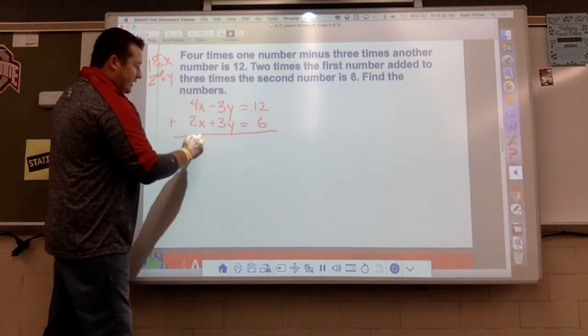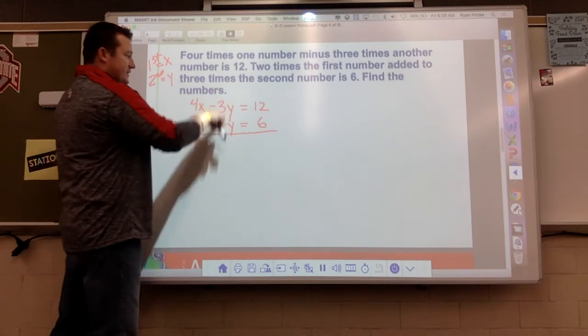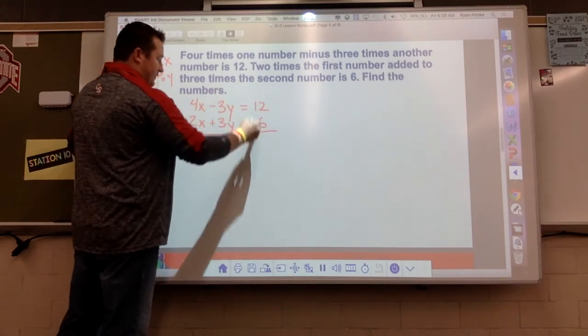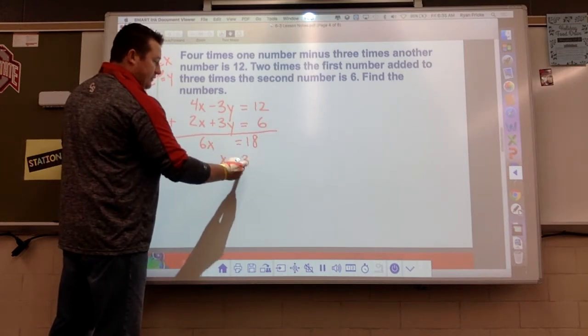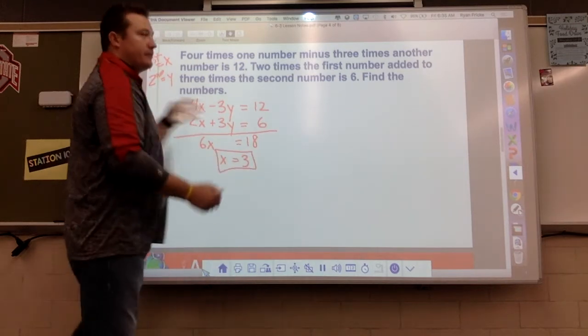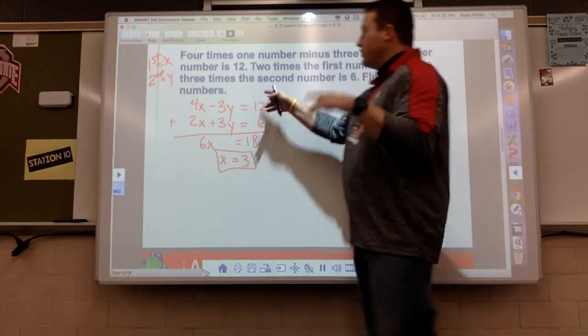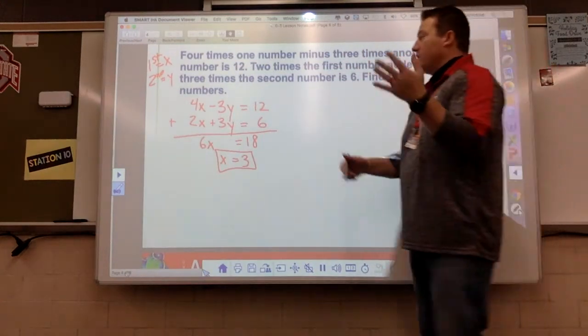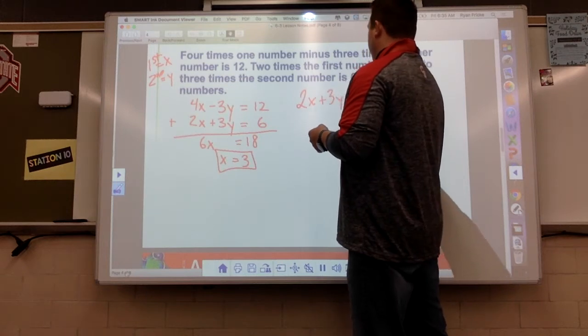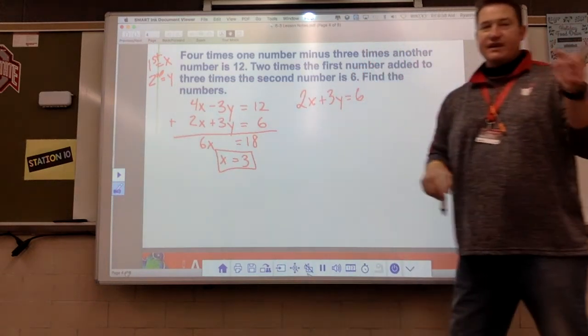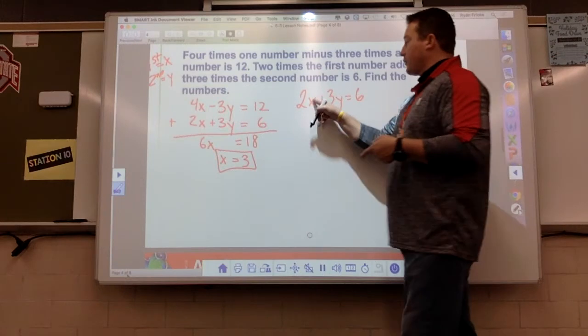Anyway, we have done it correctly because this will turn into 6x. This eliminates itself, and this turns into the number 18. Right? And then this turns into 3. So x is 3. Again, doesn't matter which equation we use, the first one or the second one. I would think most of us would pick the second one because we don't have any negatives in here. Okay? Everywhere we see an x, we replace it with 3 now.